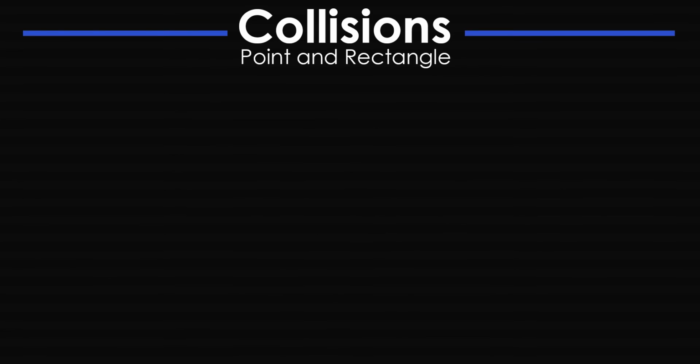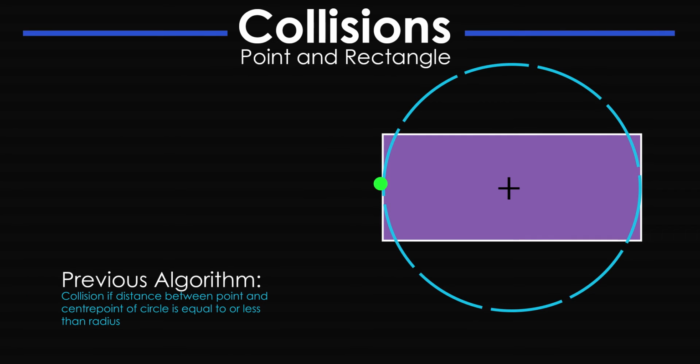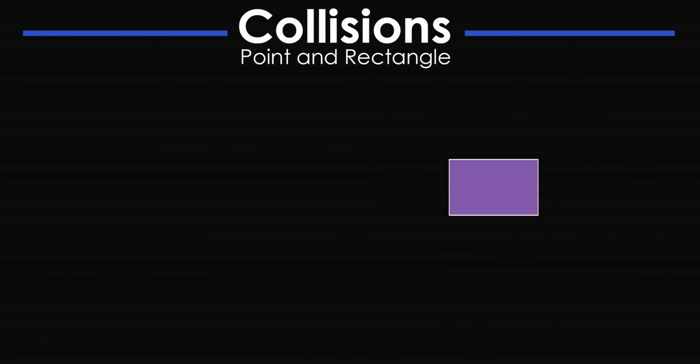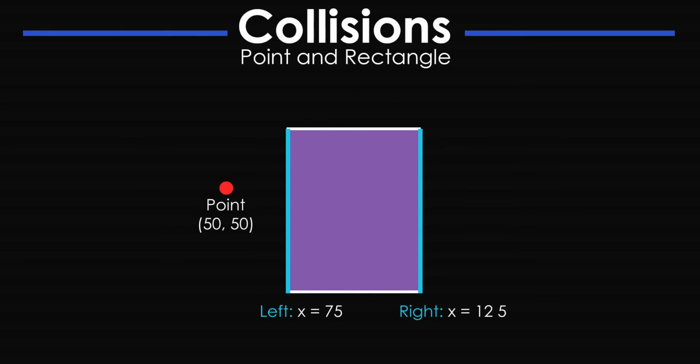So now let's consider a strategy for determining a collision between a point and a rectangle. The solution we used for a point in a circle compared the distance between the center point and the point, but it's easy to see that this type of approach won't work in this context. However, our algorithm will still be quite simple. The main pieces of information that we need are the x and y coordinates of our point, as well as the x position of the left and right edges of the rectangle, and the y positions of the top and bottom edges of the rectangle.